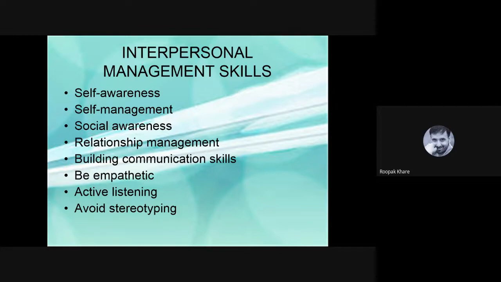Now, what are these interpersonal management skills? Self-awareness: who you are, what you do, what your strongholds are, what your weaknesses are. I don't know how many of you have actually done the Johari window, or a SWOT analysis, or a SMART analysis of yourselves. Has anybody done that? Then please do that.